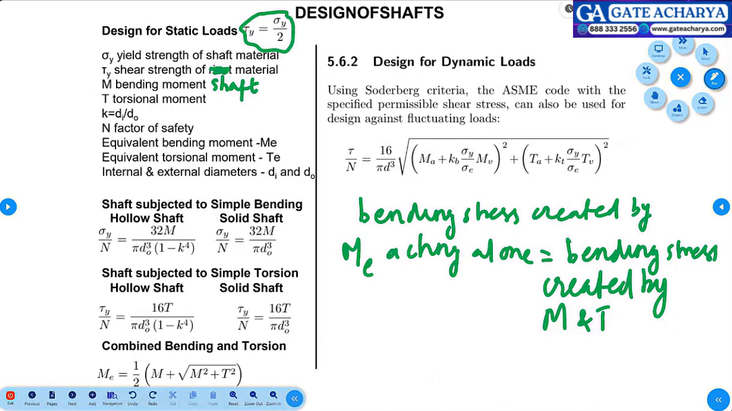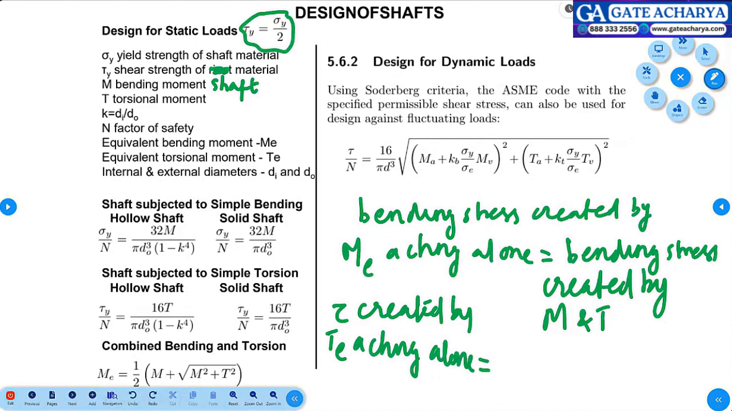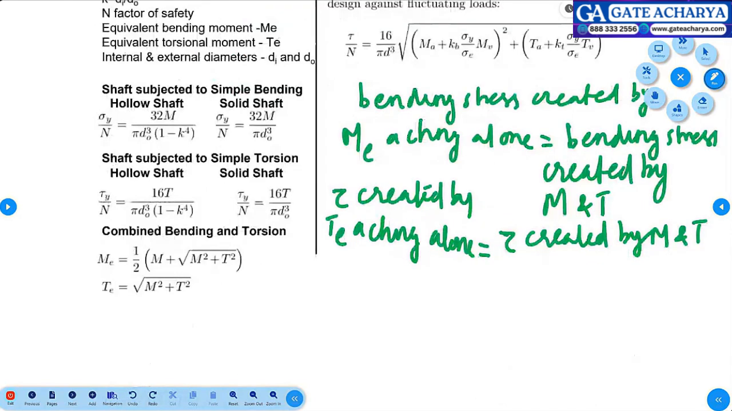Similarly, what is meant by Te? Tau created by Te acting alone is equal to tau created by M and T. Here I'll ask you one question. Tau comes due to torsional load. Why M is coming here?